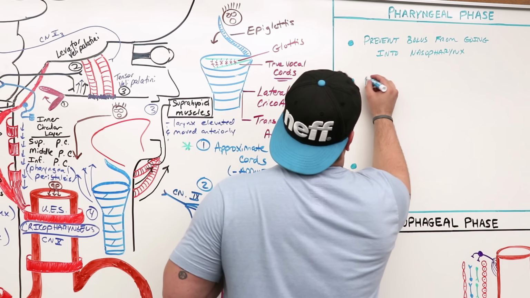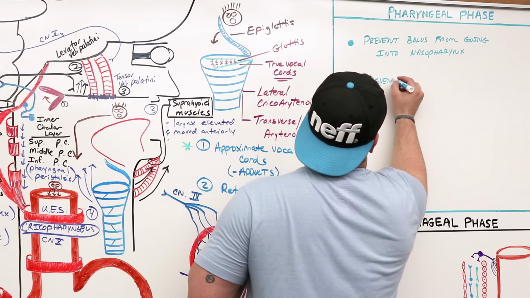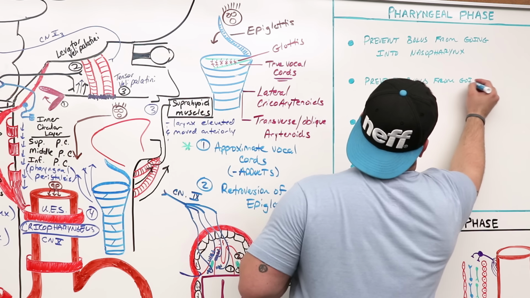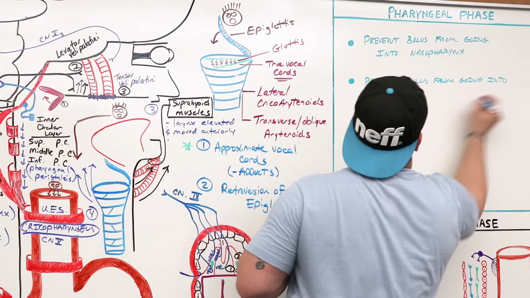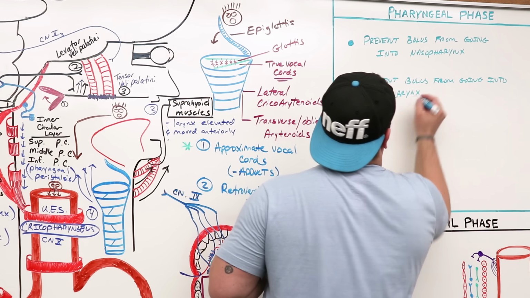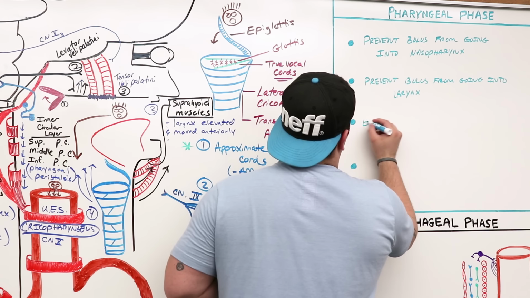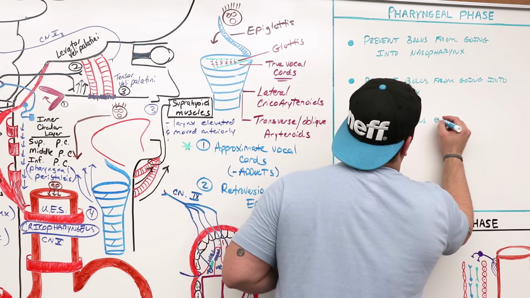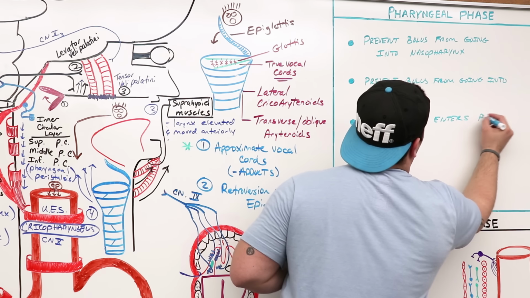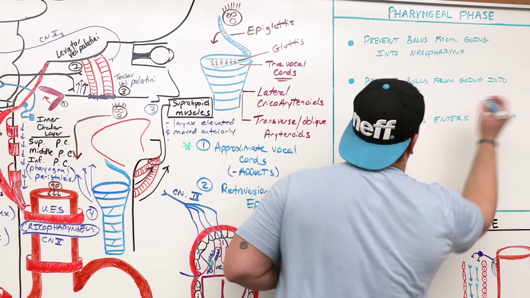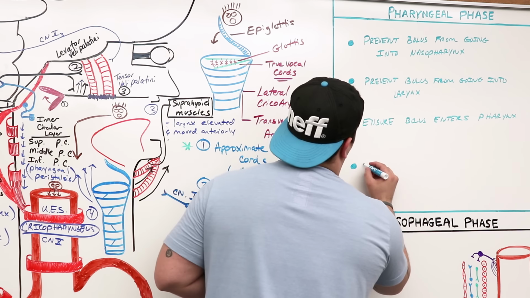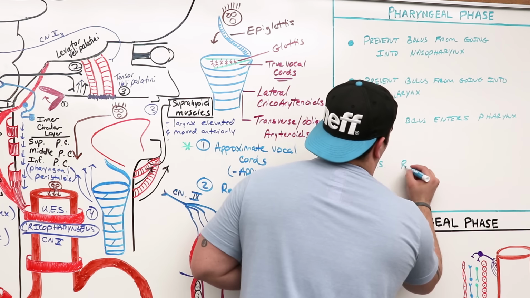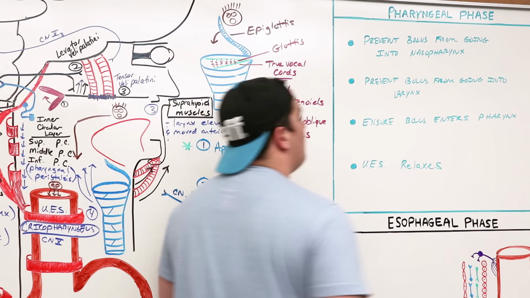Next thing is we want to prevent bolus from going into the larynx. And we had all the mechanisms that we discussed there. We want to ensure the bolus enters the pharynx through the mechanisms that we discussed. And the last thing is we want to make sure that the upper esophageal sphincter, UES, relaxes. That is the significant part.